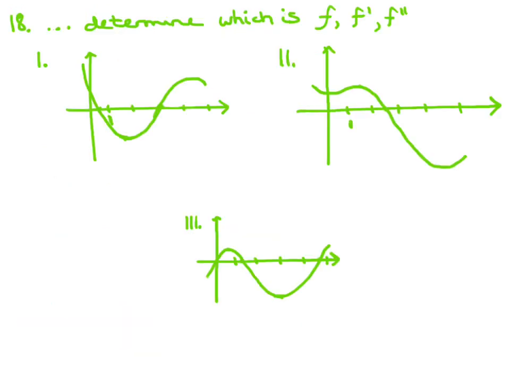All right, next question, we're looking at number 18, and in this question, we were given 3 different graphs and asked to determine which graph is F, which graph is F prime, which graph is F double prime. There's some different ways that you can go about this. One thing, though, I hope that we would think about our chart to start with. So if I have F, F prime, and F double prime, and I'm just going to do kind of a shortcut version of the chart.